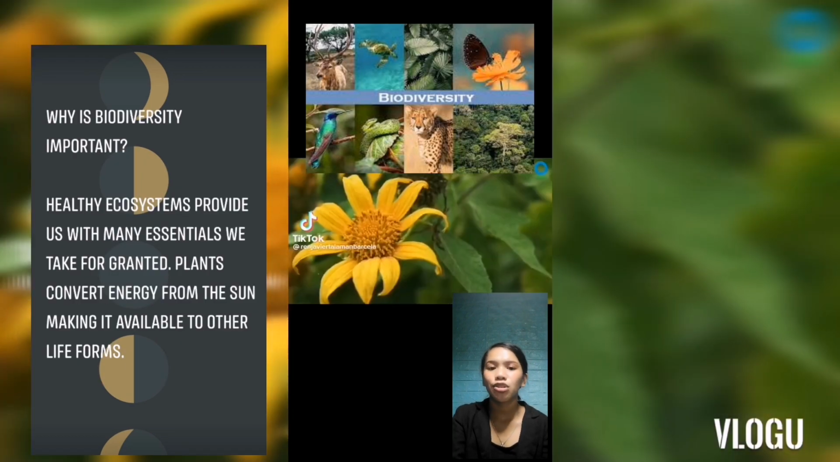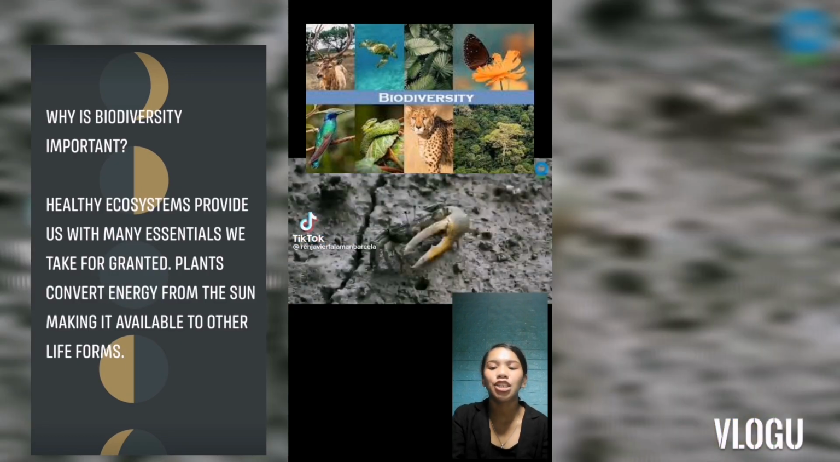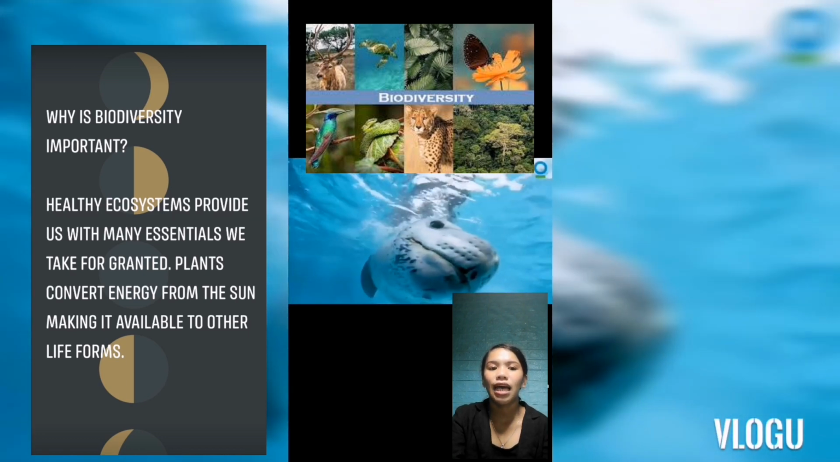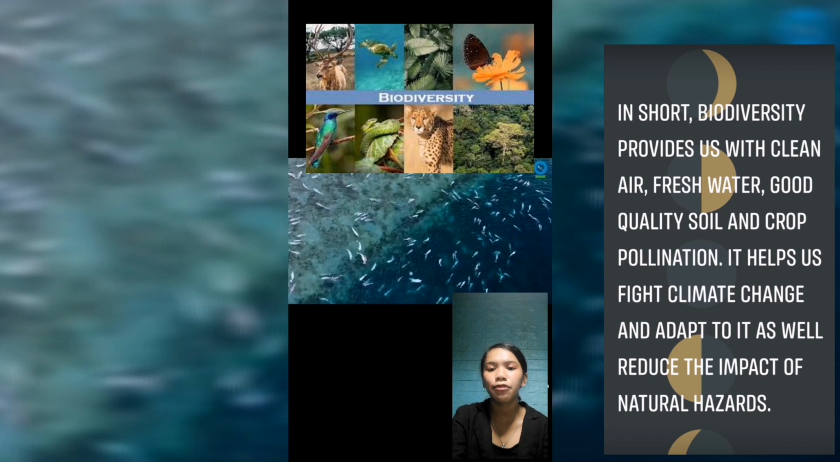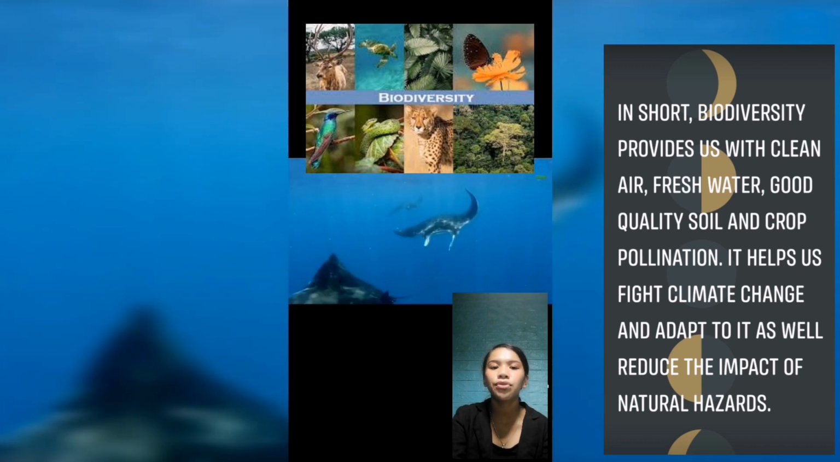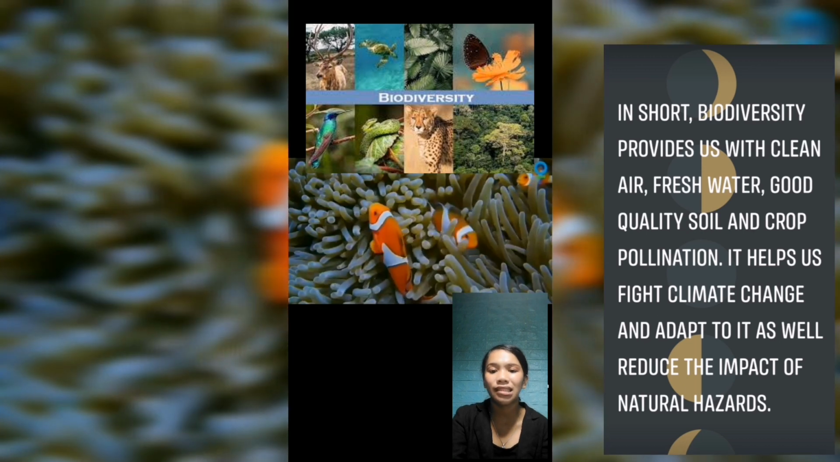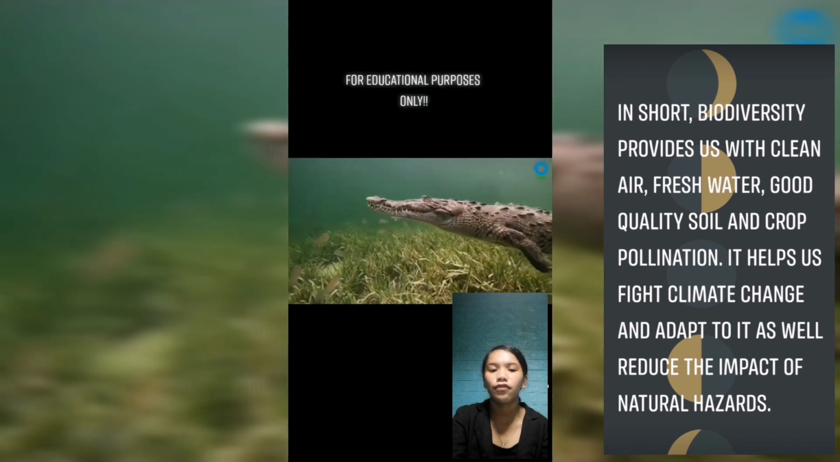Why is biodiversity important? Healthy ecosystems provide us with many essentials we take for granted. Plants convert energy from the sun and make it available to other life forms. In short, biodiversity provides us with clean air, fresh water, good quality soil, and improved pollination. It helps us to fight climate change and adapt to it, as well as reduce the impact of natural hazards.